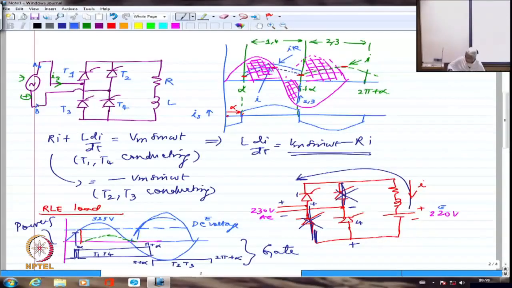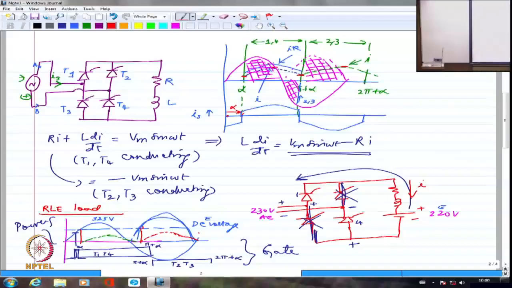Sorry, I have made it a little taller. Okay? And then I'm going to have essentially the current starting only at this point, and then it is going to probably go again like this. It will be, of course, symmetrical because I'm not changing anything. R, L, E, everything remains constant. So I will have one pulse which is corresponding to T1 and T4 conduction. This is the current. This is the other current which is corresponding to T2 and T3 conduction. So this is going to be the current I. This is clearly the discontinuous case.